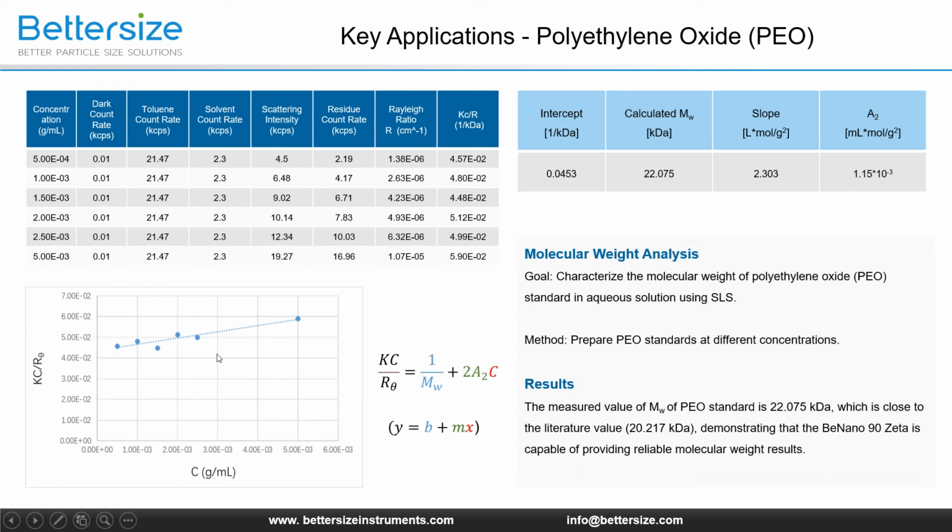The Debye plot is then constructed by plotting and linearly fitting this value versus the concentration profiles of the suspensions. The slope of the linear regression equation is used to calculate the second virial coefficient A2, while the extrapolation of the linear regression to zero concentration uses the reciprocal of molecular weight. The deviation between the measured value and the literature value was around 10%, and the results endorse the ability of Binano 90Z for characterizing molecular weight.